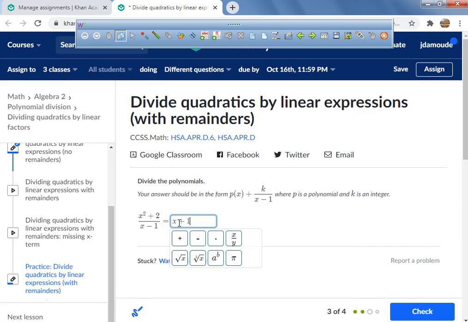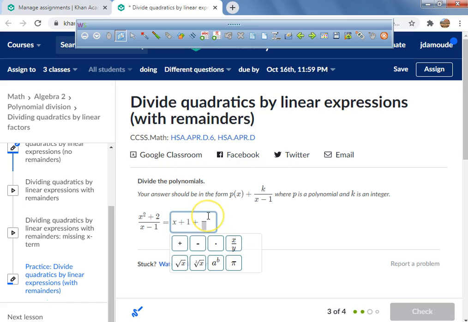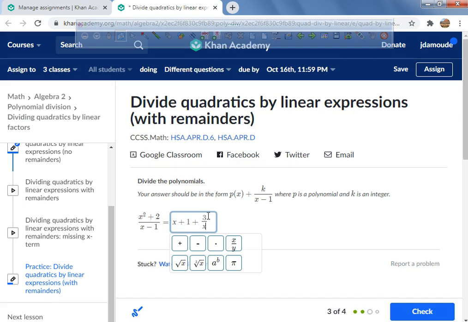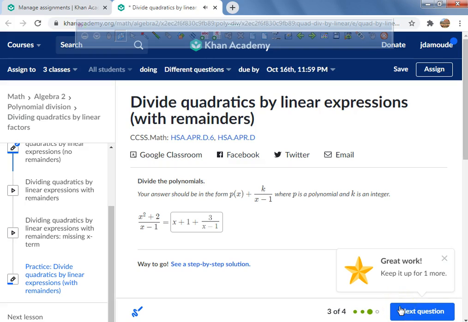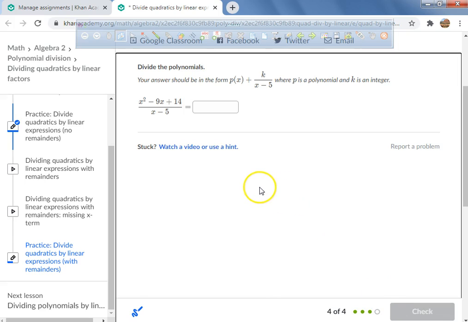X plus 1. Then I'm going to put plus, make a little fraction. And what was our remainder, everybody? 3. And over here we're going to do what? X minus 1. All right, drum roll. Boom! Nailed it. Let's go on to the next one.